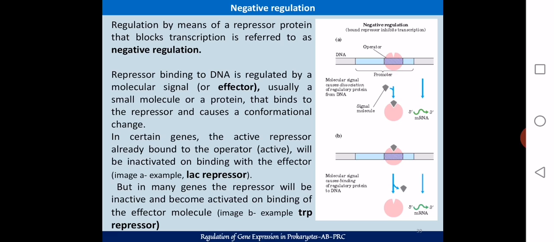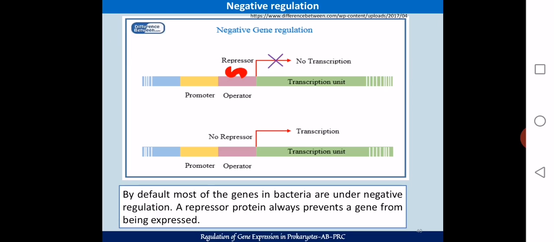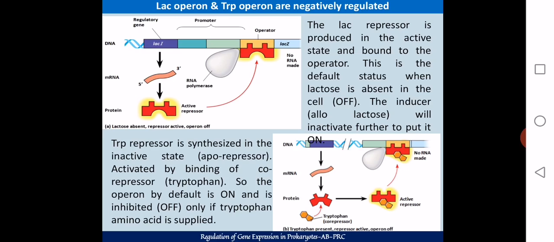So in both cases, binding of the repressor causes a decrease, or inhibits transcription of the structural genes. So this is what negative regulation is. The operator is bound by the repressor protein, which prevents transcription, and if there is no repressor, there will be transcription. So this is what is seen in the lac operon and trp operon.